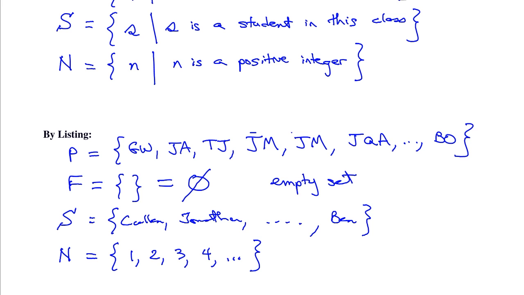Okay. Which of these sets has no elements in it? F. F has no elements. Which of these sets is finite? P and S are finite. Technically, F is finite too, but we've already covered that. And then which is infinite? N is infinite.